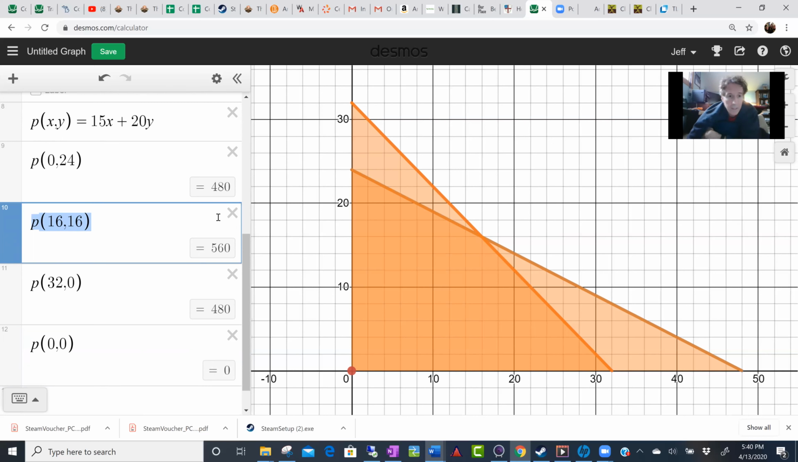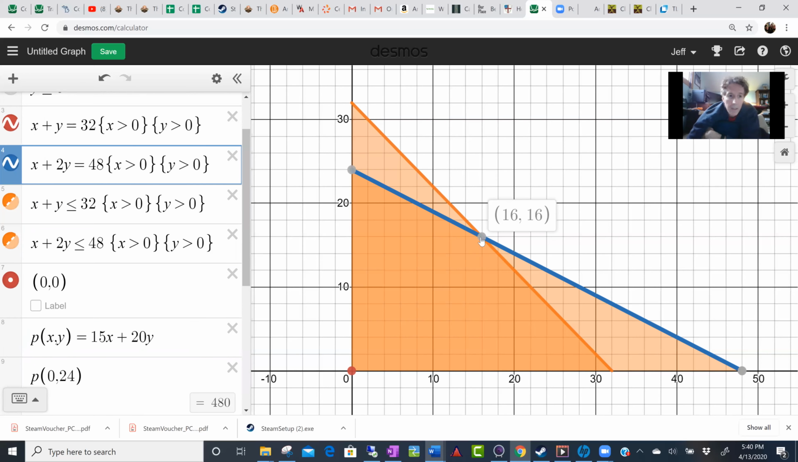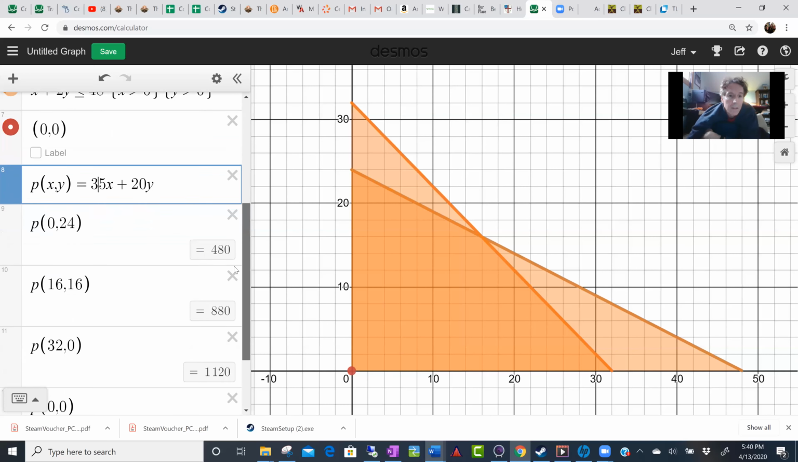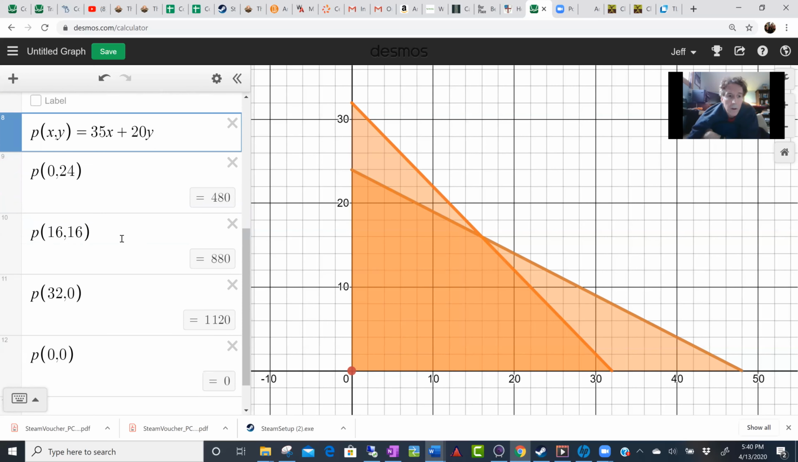Now, keep in mind, this point of intersection here might not always be your answer. It's going to depend on the form of the objective function. For instance, if I had that as a 35, let's make that a 35, then look at what happens. Then the maximum point is no longer at 16 and 16, it's at 32 and 0. So it kind of depends on what your objective function is. You do have to test all the vertices to find your minimums and your maximums, and they will occur at those endpoints.